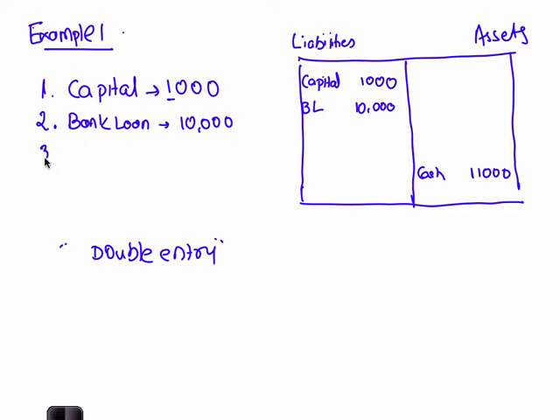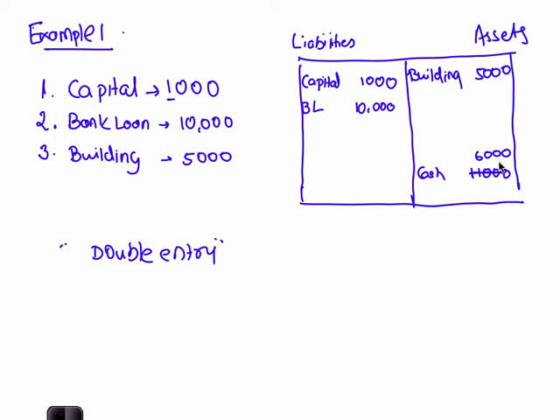Third transaction, let us say out of that cash you decided to purchase a building worth 5,000. Now tell me, building is what? Asset. So I'm writing building here on the asset side, 5,000. But when you purchase an asset, what goes out from you? Cash will go out. So your cash, which was originally 11,000, now will be how much? 6,000.